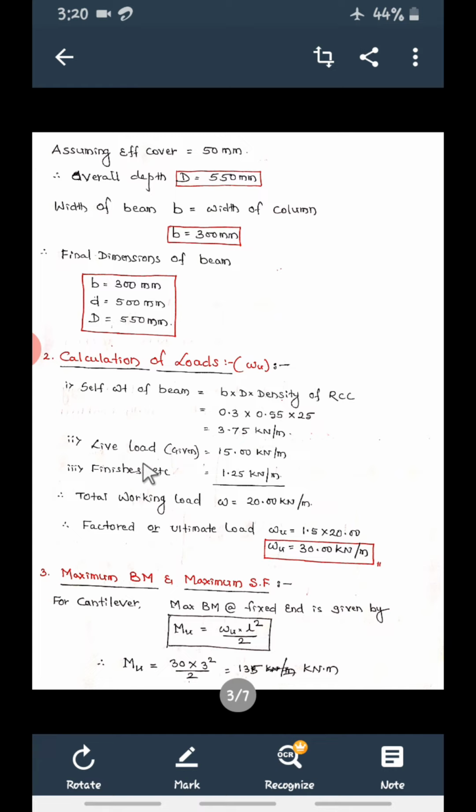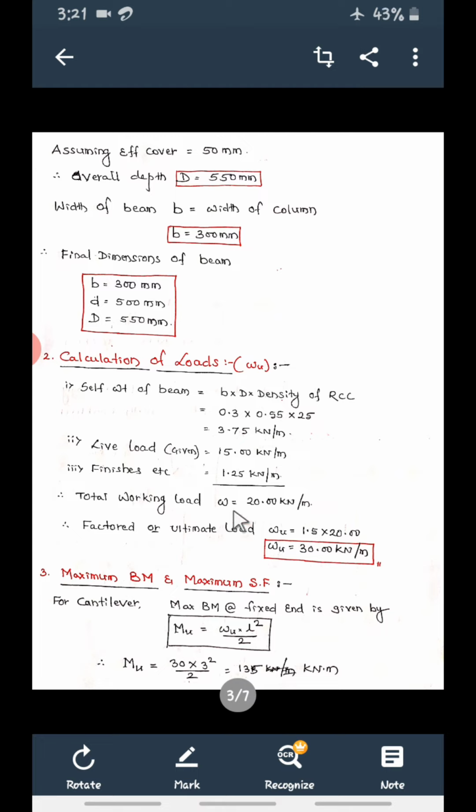Then second is the live load. It is given in the problem as 15 kilonewton per meter. Then roughly you can assume finishes. Even if you don't include this, no problem, but let us take finishes around 1.25 kilonewton per meter. Add all these three: 3.75 plus 15 plus 1.25. The total small w is 20 kilonewton per meter. Therefore the factored load, or ultimate load, is obtained by multiplying by 1.5. So WU is equal to 20 into 1.5, that is 30 kilonewton per meter.